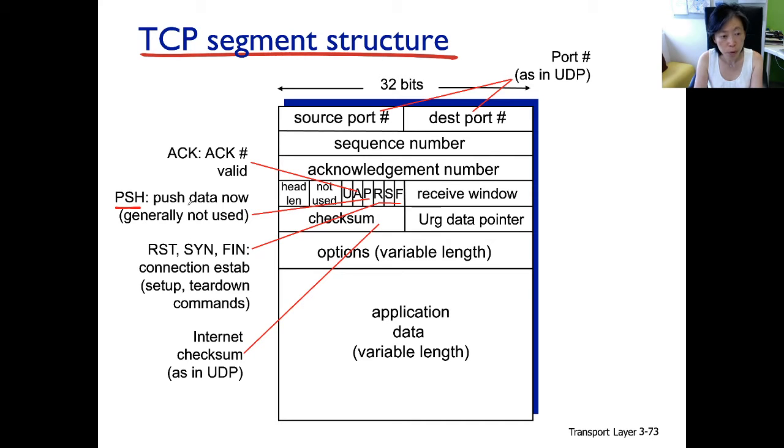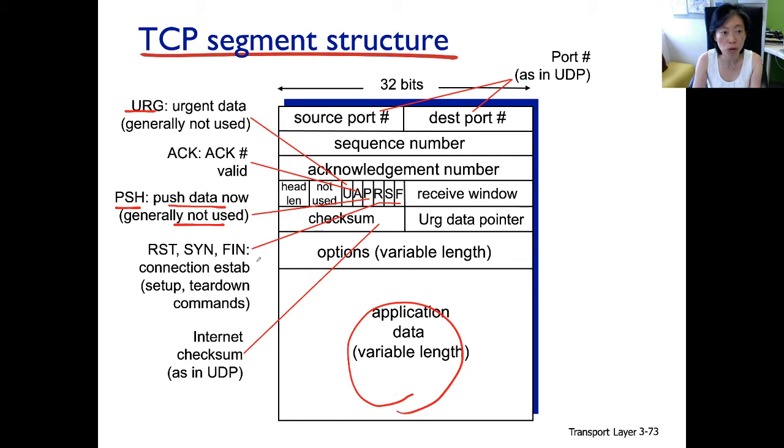P stands for push, that is to push data now. So this is to actually pass the data out as soon as possible, but it's generally not used. Just like the U bit, this is urgent, so this is indicating that whatever data is here is urgent. So pass it out through the network or to the application layer as soon as possible. So you see urgent and push, the purpose is somewhat similar.